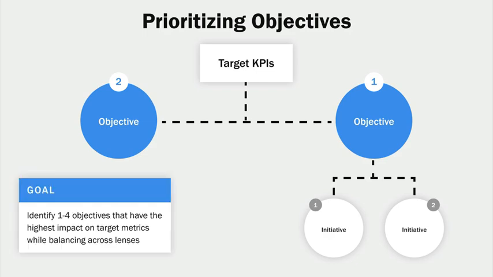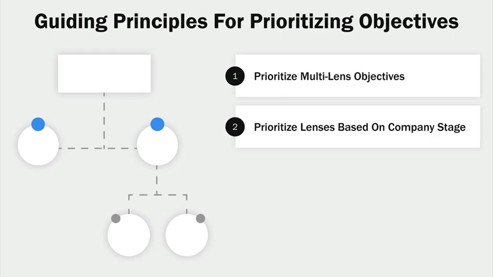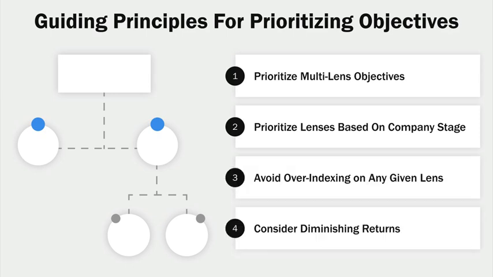The goal of objective-level prioritization is to identify a portfolio of 1 to 4 objectives that will have the highest impact on your target KPIs, while balancing across lenses. There are several guiding principles for accomplishing this prioritization. Prioritize multi-lens objectives. Prioritize lenses based on company stage. Avoid over-indexing on any given lens, and consider diminishing returns. Let's talk about each separately.